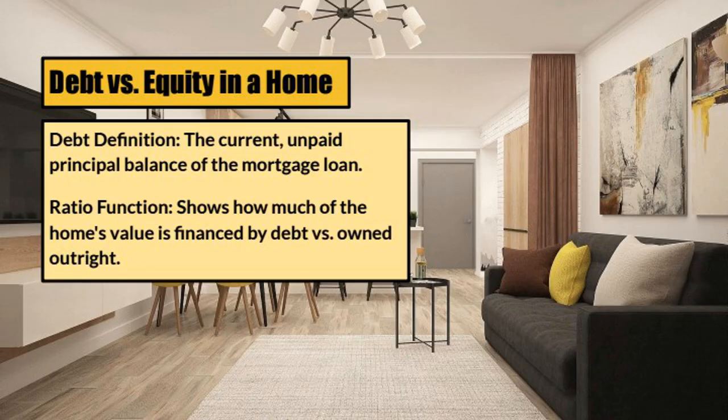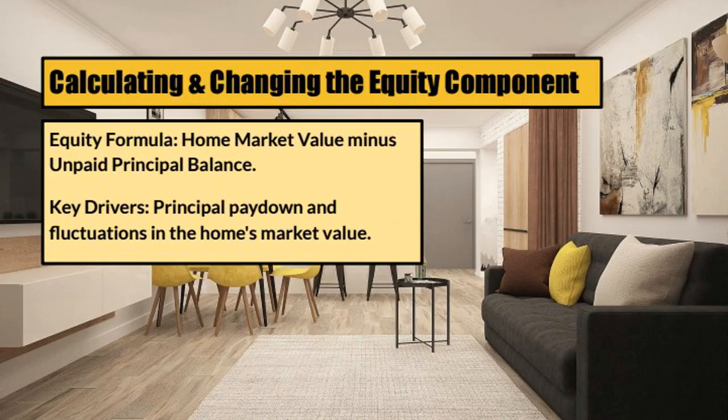Simultaneously, market fluctuations can change the home's value. If the value appreciates, equity increases, and if it depreciates, equity decreases, potentially impacting the ratio significantly. Understanding the interplay between principal paydown and market valuation is crucial for managing this personal debt-to-equity ratio. Lenders and financial planners use this ratio, often in conjunction with the loan-to-value ratio, to assess financial stability.